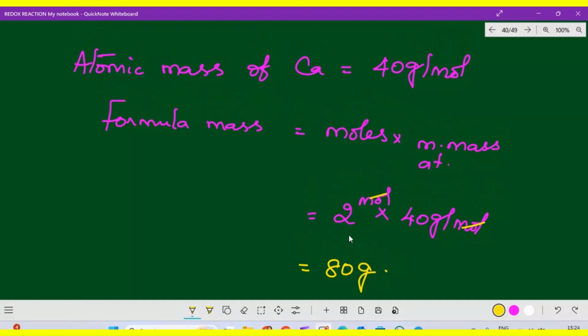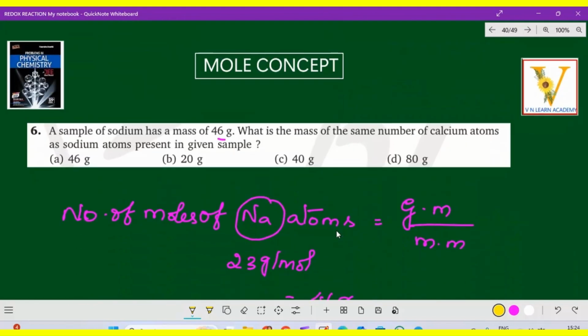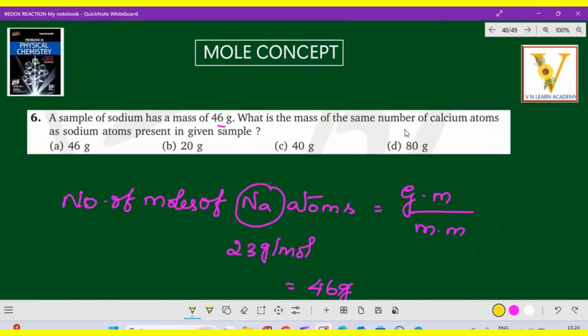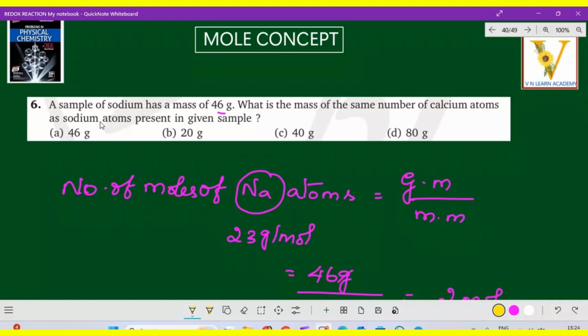What is the question they have mentioned? Sodium atom has 46 gram. What is the mass of the same number of calcium atoms as sodium atoms present in the given sample? It is 80 gram. So sodium atom has 46 gram means calcium atom has 80 gram. I hope you got that idea. Come on, let's go to the next question.